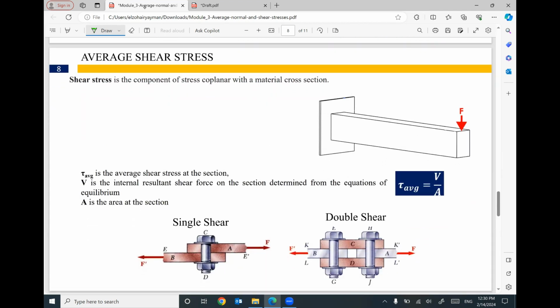This is for average axial stress. In the next video, I'm going to do the average shear stress.